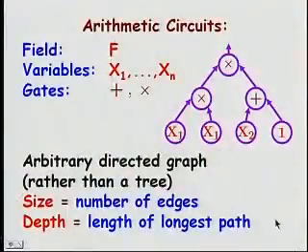And we usually look at two parameters of the circuit and formula: the size of the circuit or formula and the depth of the circuit or formula. In this talk, I will talk mainly about the size, but I will mention the depth several times. The size is defined to be the number of edges in the circuit or formula, just the size of it as a graph. And the depth is the length of the longest path.